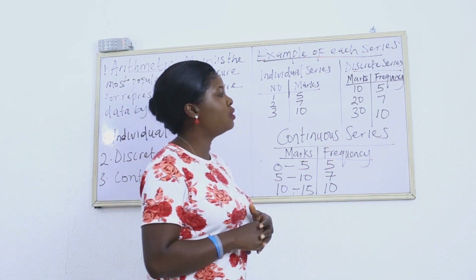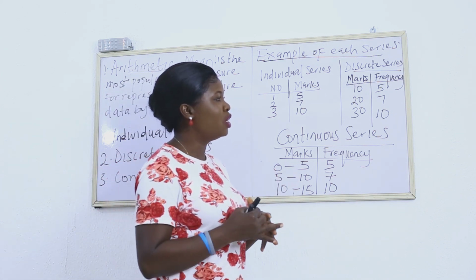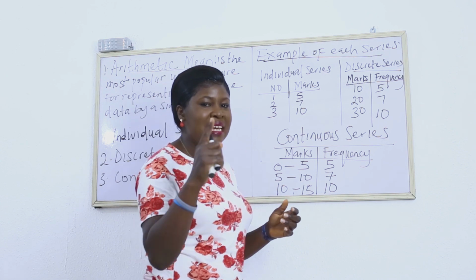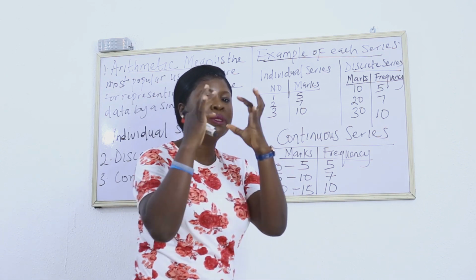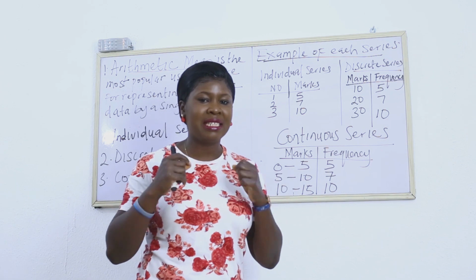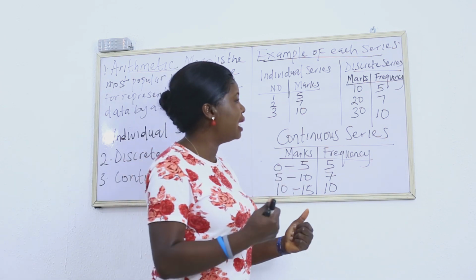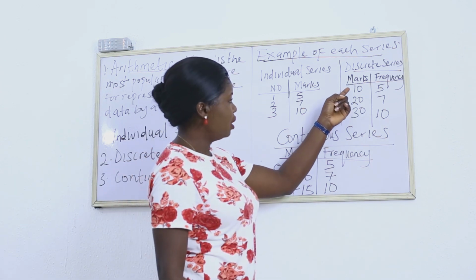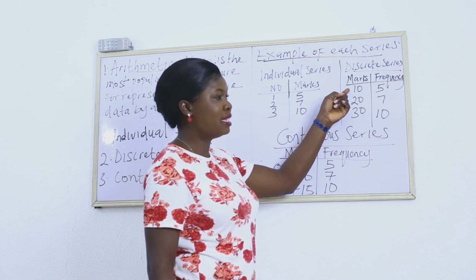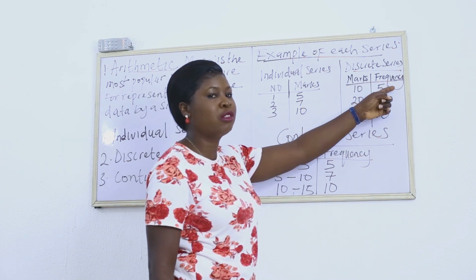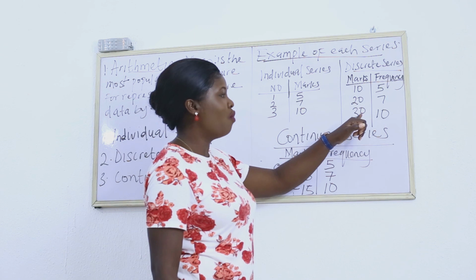But there is a slight difference between the individual series and the discrete series. What does the discrete series mean? The discrete series does not really relate with an individual. It groups the marks into groups and gives us the outcome. Let's say for example, this is 10 marks. It means 5 students had 10 over 30.